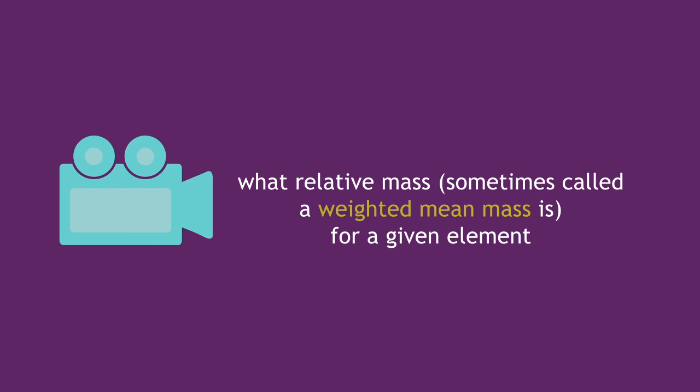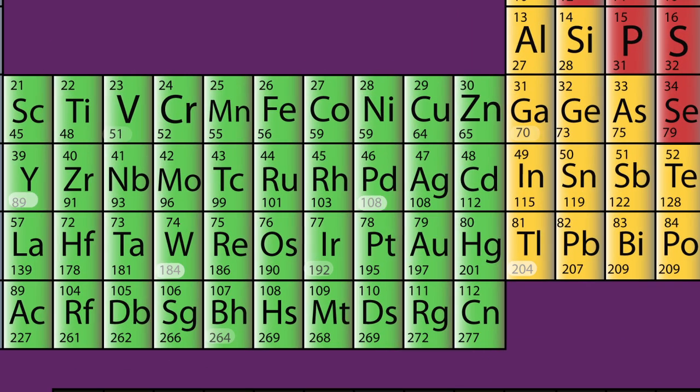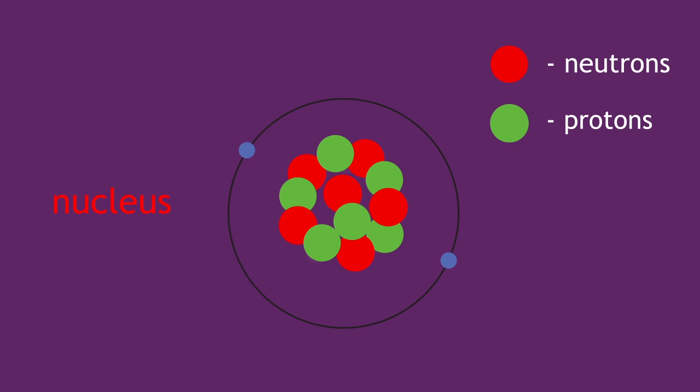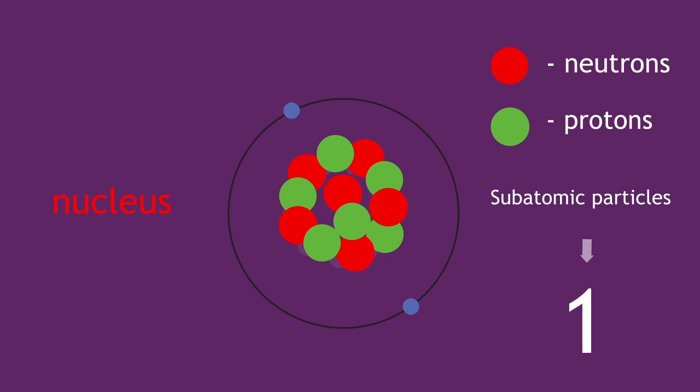In this video, we're going to learn what a relative atomic mass, sometimes called a weighted mean mass, is for any given element. The mass of an atom of any element, you may recall, is concentrated in its nucleus. The nucleus is made of protons and neutrons. Each of these subatomic particles has a mass number of 1.